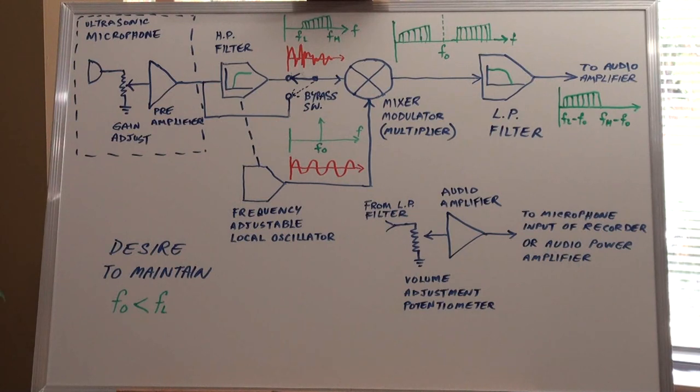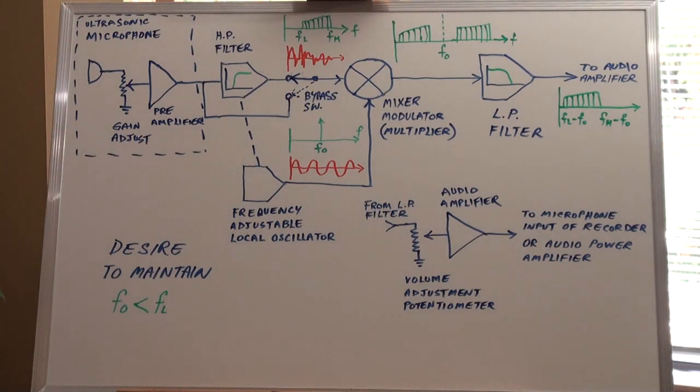So this is a continuation on the ultrasound listener. And last time we talked in detail about the high pass filter. Today we will talk about the local oscillator in detail, and probably a couple of different circuits to achieve a relatively good shaped sine wave as input to the mixer modulator. And if we have time, maybe we'll get into the mixer modulator. Otherwise, we'll save it for the next video.